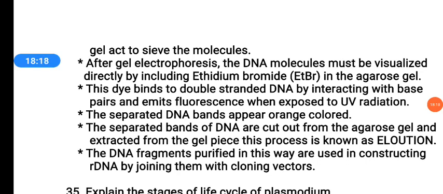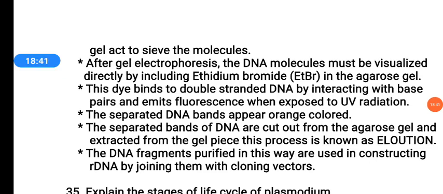Ethidium bromide is a dye that binds double-stranded DNA by interacting with the base pairs, which emits fluorescence. When we expose it to UV rays, that fluorescence appears. The separated DNA bands appear orange in color.